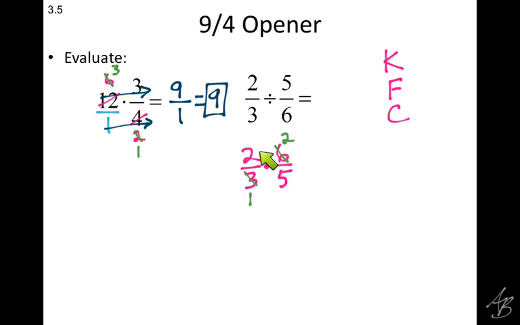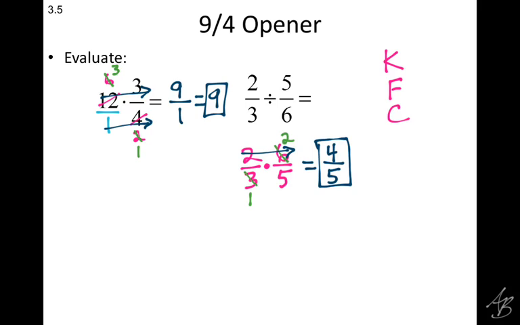Okay, can I cancel the 2's here on top? Why not? Because they're both in the numerator. All right, so I can't reduce anything else, so the next thing I do is multiply across. All right, so we have 2 times 2, which is 4, and I have 1 times 5, which is 5.